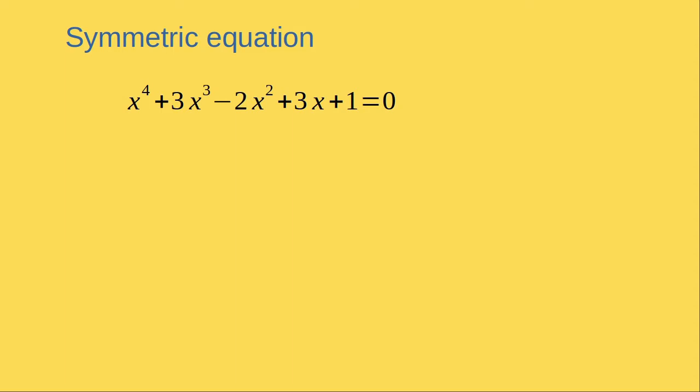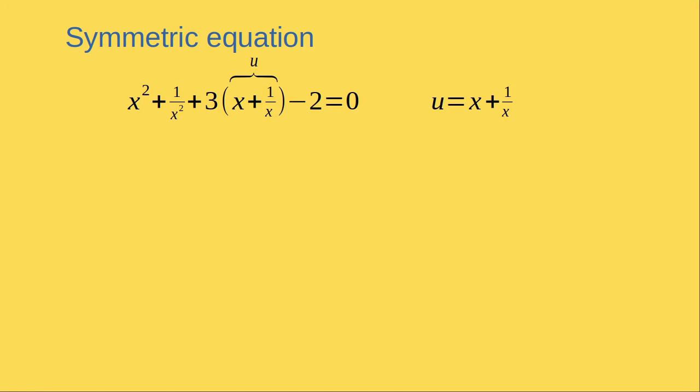First, we divide the equation by x squared. Remember, we can do this because we have assumed x to be non-zero. Next, we rearrange the equation such that equal coefficient terms are side by side and factor out x plus 1 over x. But what's the point of doing that? Well, we can make a clever substitution. We set x plus 1 over x to u.